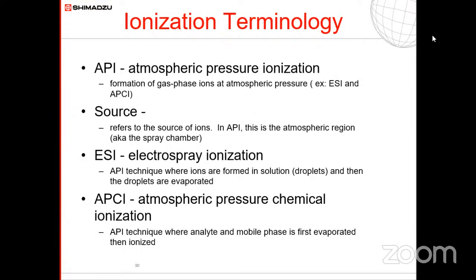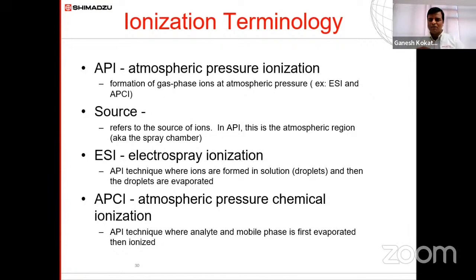And for that purpose, ionization terminology plays a most important role in this kind of MS. I'm talking about LCMS, where it is called atmospheric pressure ionization. In atmospheric pressure, there are two different ionization processes, or you may say sources. The first source is ESI, that is electrospray, and the second one is APCI, atmospheric pressure chemical ionization. So these are the two main sources.